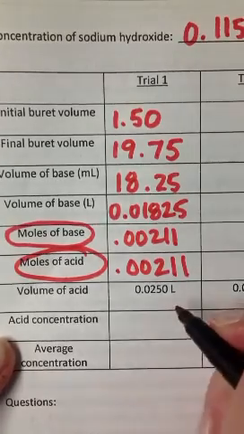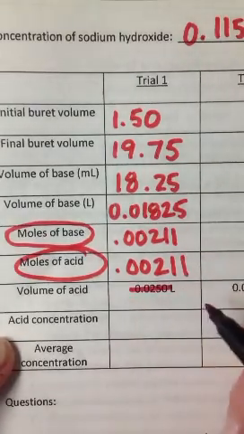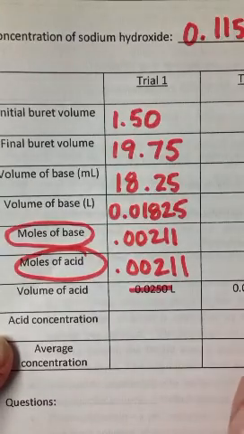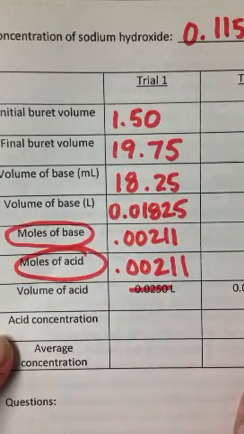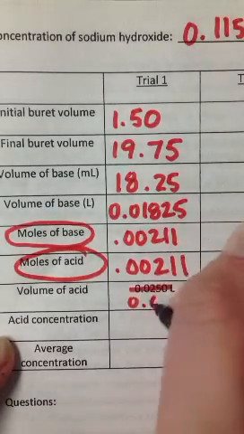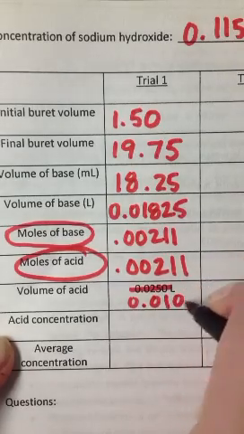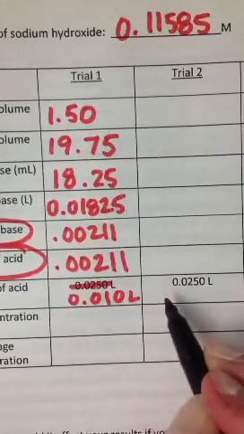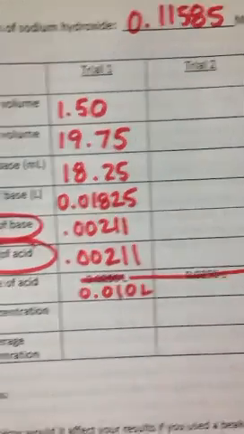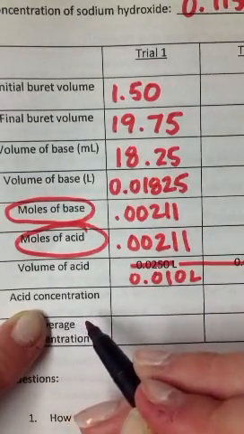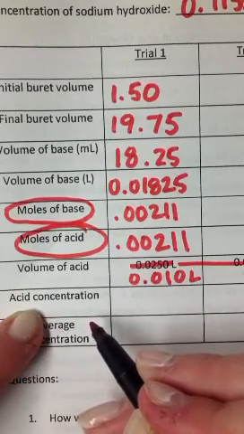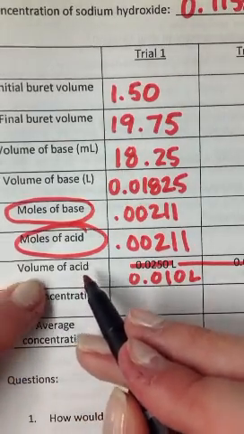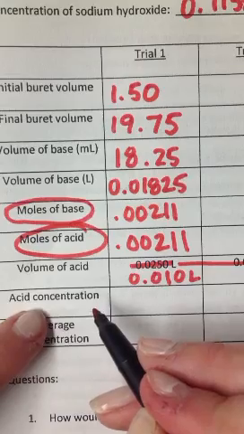Now there's one thing I do need to change. I did not use 0.0250 liters of acid. I only used 10 milliliters instead of 25, so I do need to change that to be 0.010 liters. And I actually do need to change that across the entire board. Now it wants me to find the acid concentration, and I'm going to use the same equation, except now I know the volume of my acid and I know moles, and I need to find concentration.